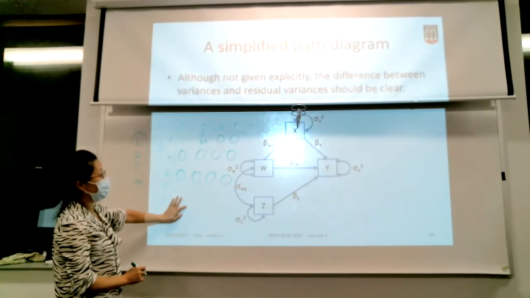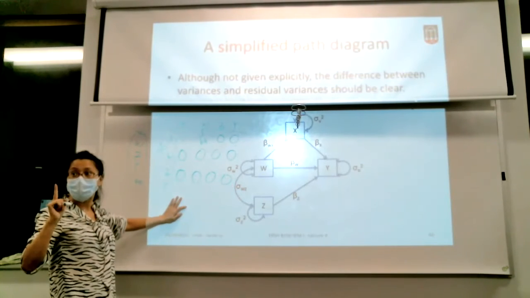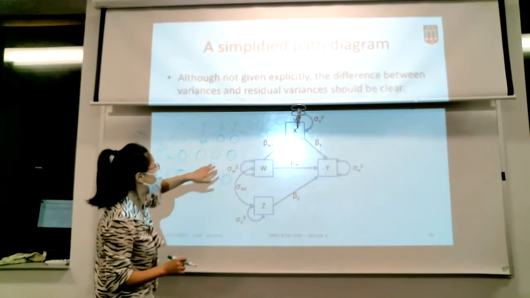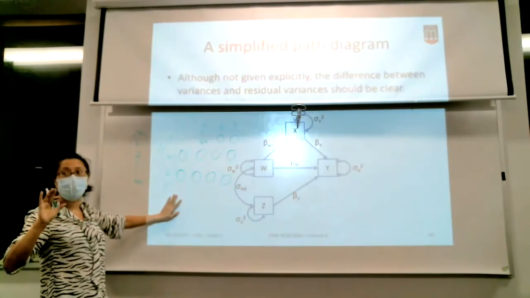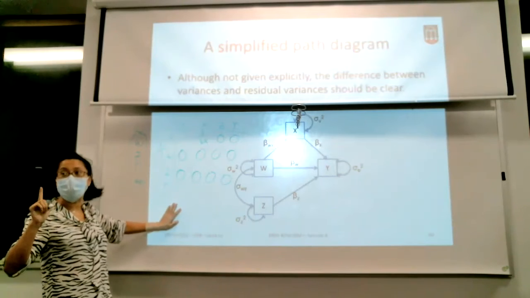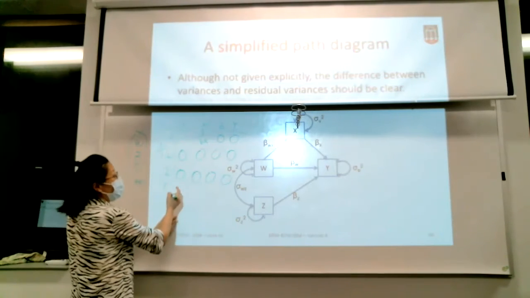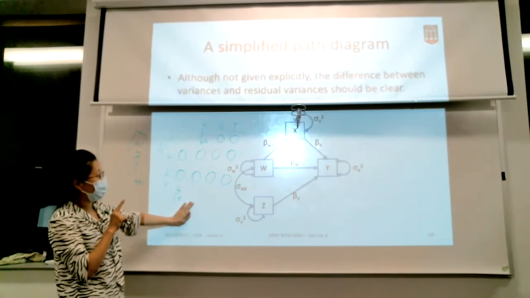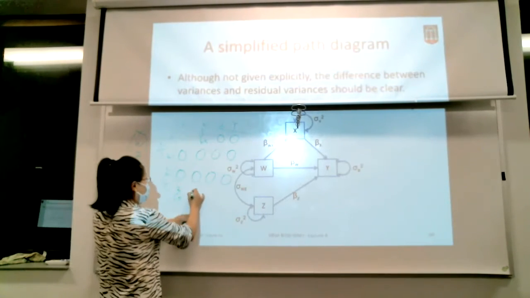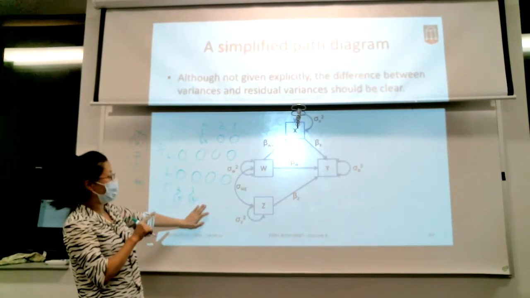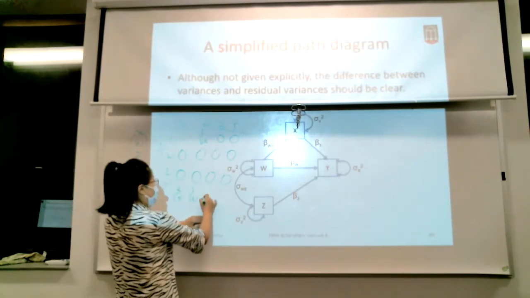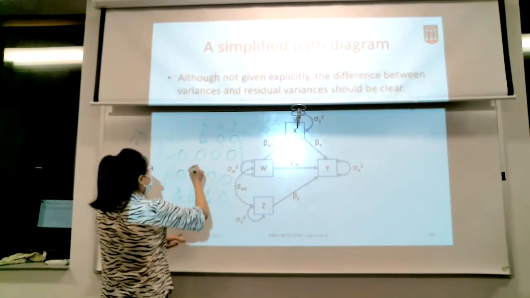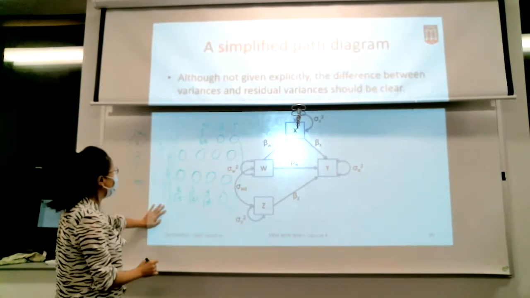From x to y, yes. What is the coefficient? Beta x. From w to y, yes, beta w. From z to y, yes, beta z. From y to y, no. That's it. This is our A matrix.